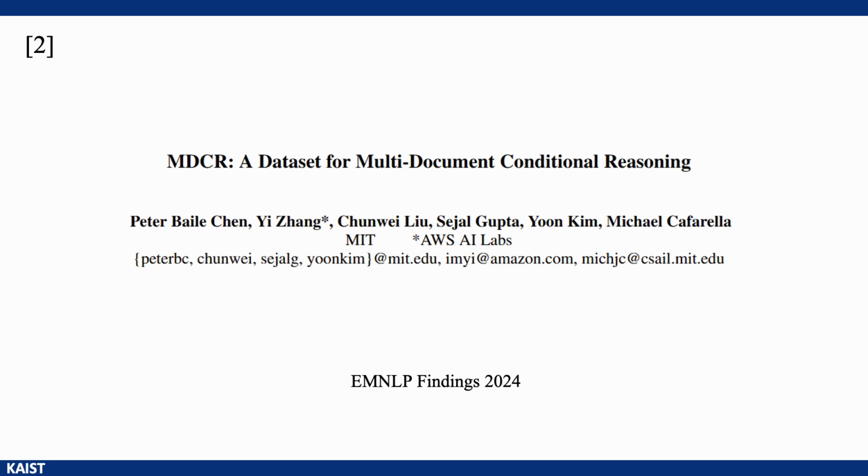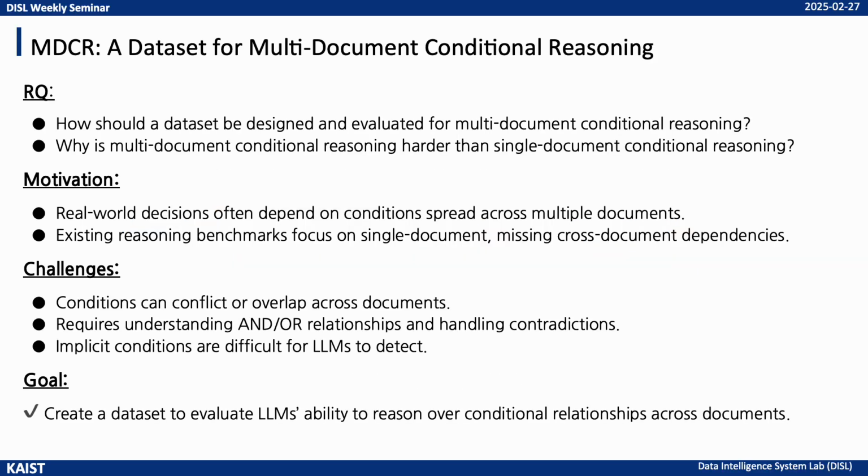Let's move on to the second paper. The second paper introduces MDCR, a dataset designed to test how well LLMs handle multi-document conditional reasoning. In real-world scenarios like scholarships, regulations, or job qualifications, the information often spans multiple documents. So this paper aims to measure how LLMs manage and logically relate relationships, conflicts, and implicit conditions when no single document has all the answers.